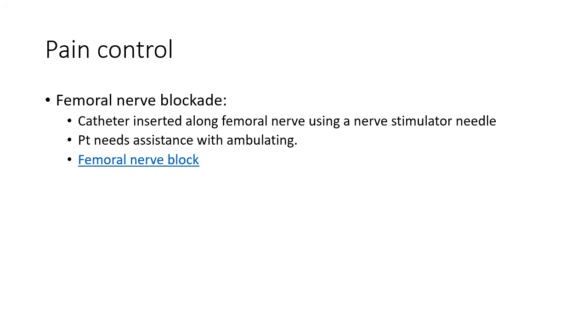For pain control, we can also do the femoral nerve blockade. Here a catheter is inserted along the femoral nerve using a nerve stimulator needle. If the patient has a femoral nerve blockade, the patient needs assistance with ambulating.